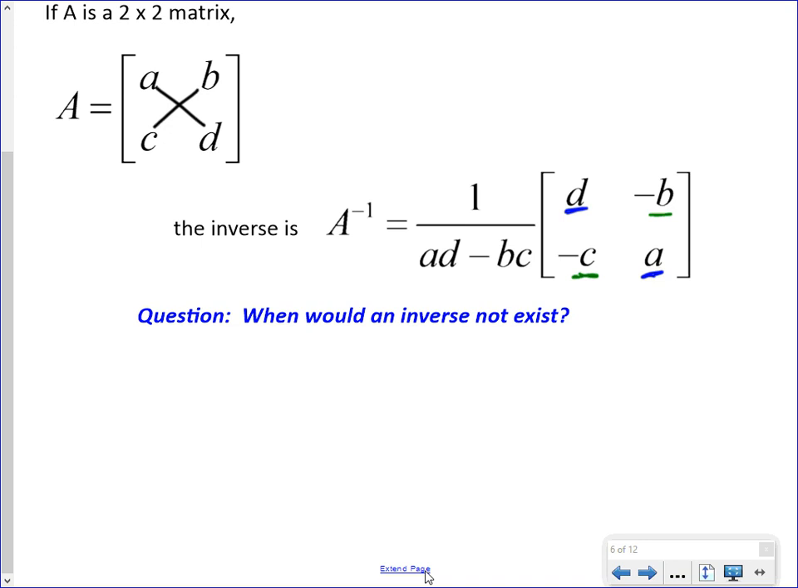A volunteer from a group? You have an answer or a conjecture? When would an inverse not exist? Zach?